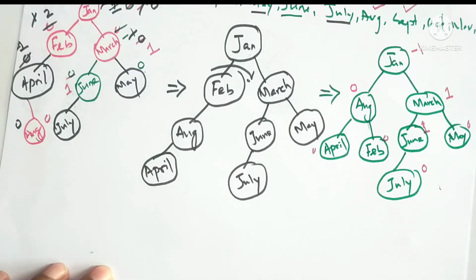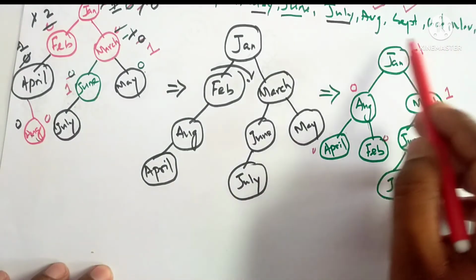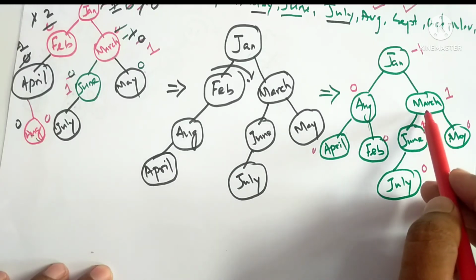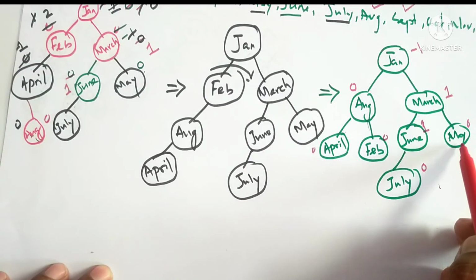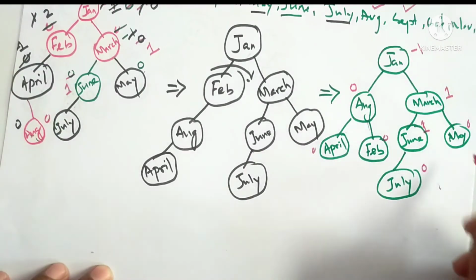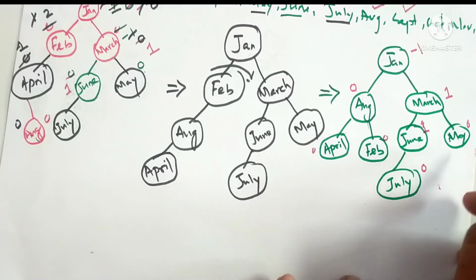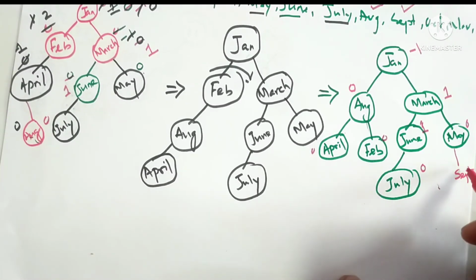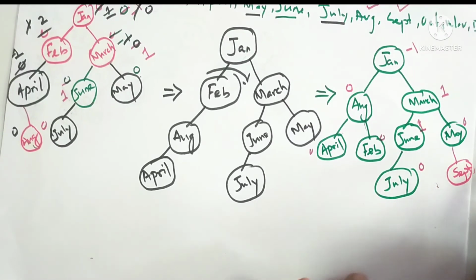We are going to insert September. Where are we going to insert it? So now September, we can say that September is greater than January, go to the right side, right till March. So September is greater than March, go to the right side, May and then September. So September is greater than May, so we will place it here as the right child. This is the right child.